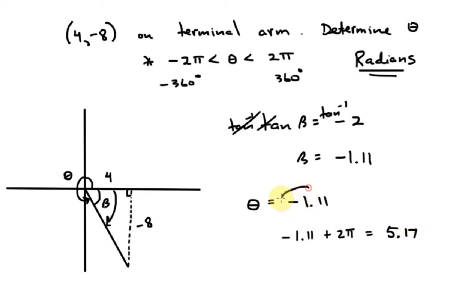So these are my two thetas. That one is on the negative side, and this one's on the positive side, but they are both between negative 2 pi and positive 2 pi. And that is that. So now I can leave that alone and move on to my final example.